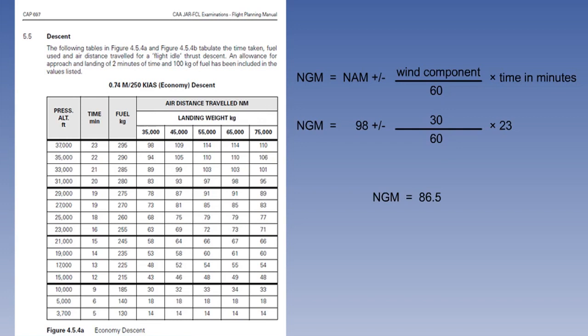This completes the lesson on the nautical air mile and nautical ground mile relationship, and you should now have the tools available to convert between the two.